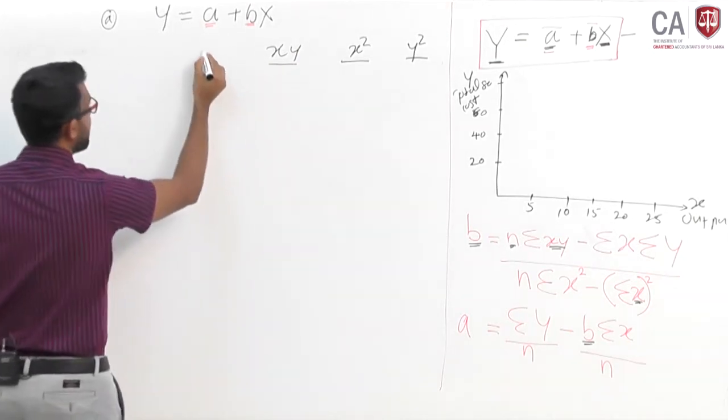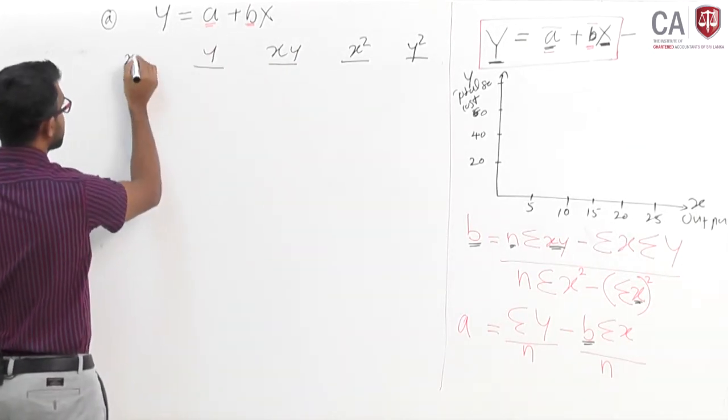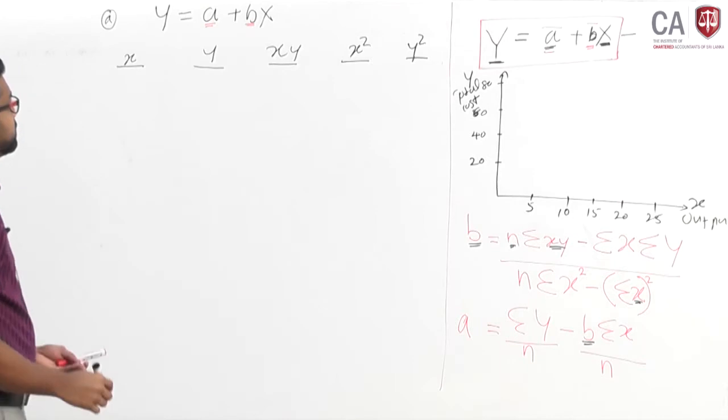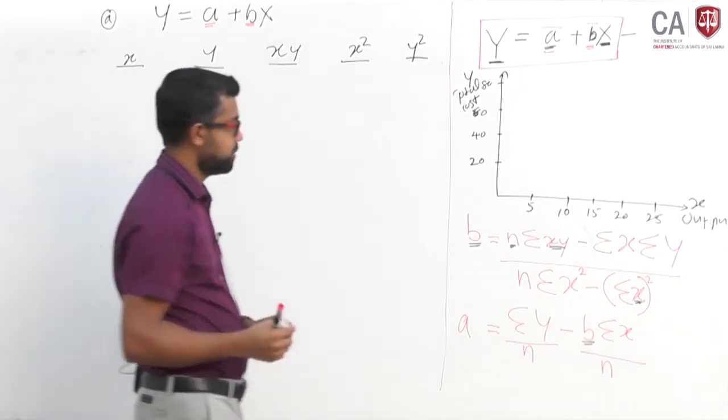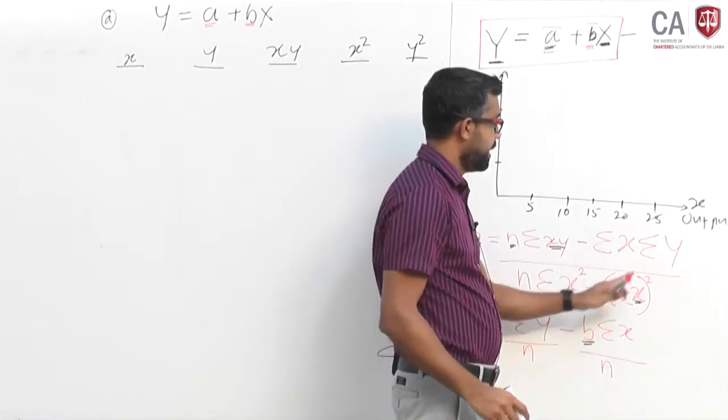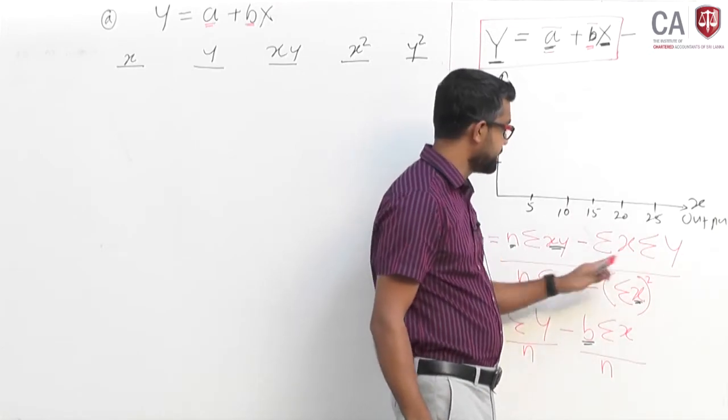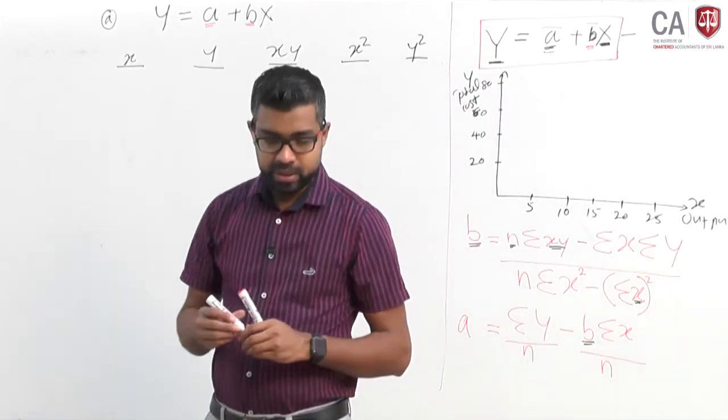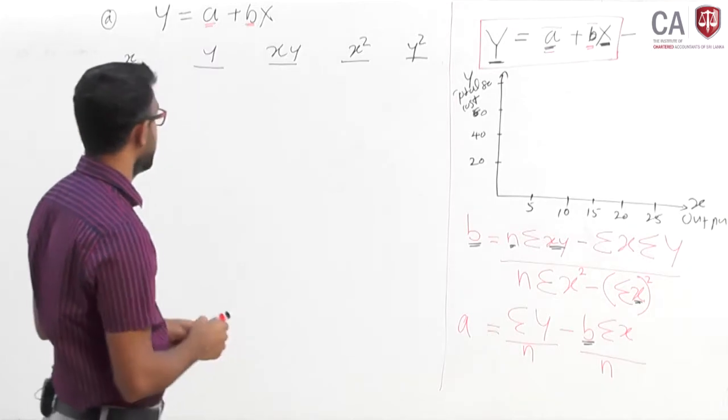x, y. We need to fill this table first. Why? We need to have numbers for this equation. To get these numbers into this equation, we need to fill out this table.